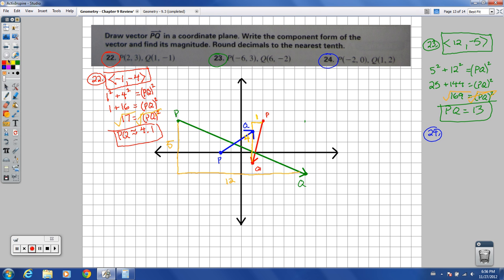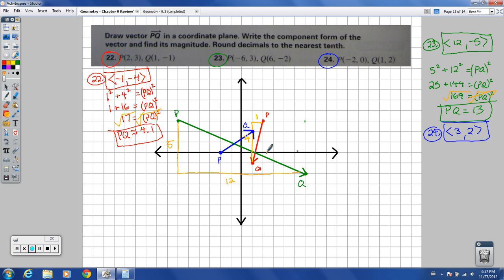So I'm doing 24 in blue. So what's the magnitude of this? From P to Q, that's a change in X of 1, 2, 3. And that's a change in Y of just 1, 2. So there's your component form of the vector.